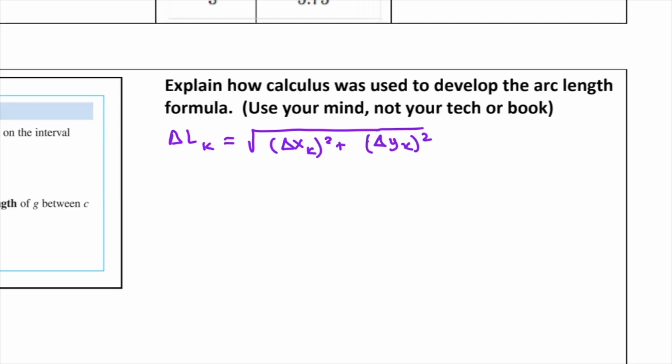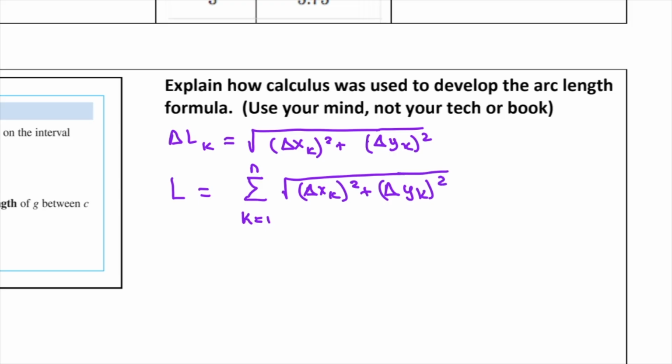In order to find the total arc length, we took the sum of all of these delta L sub k's and put them together. So addition, repeatedly, we're going to take the sum from k equals 1 to n of each one of these square roots. So we have delta x sub k squared plus our delta y sub k squared.